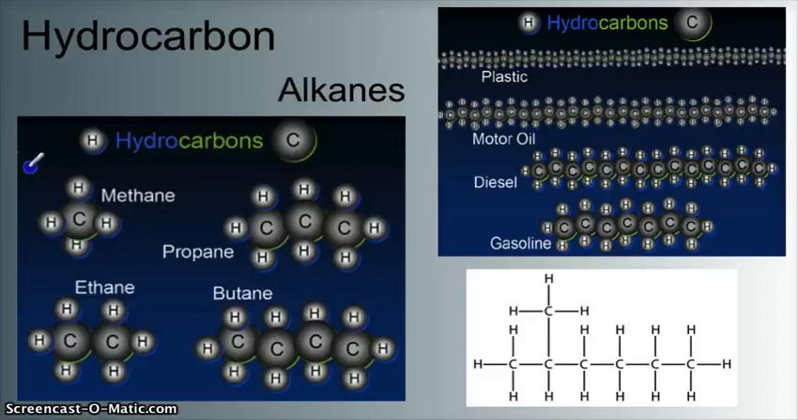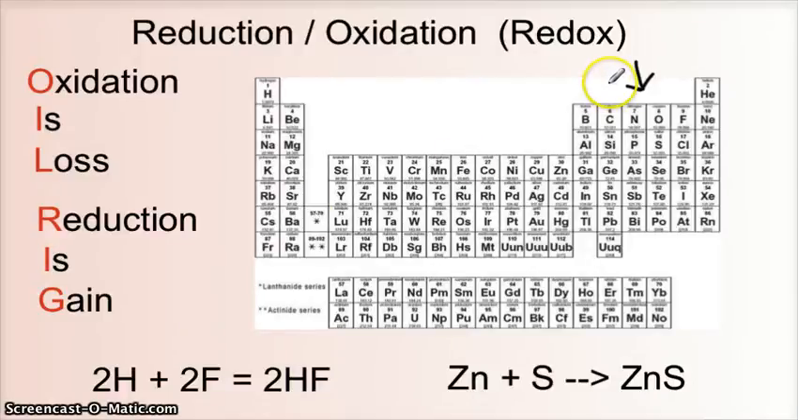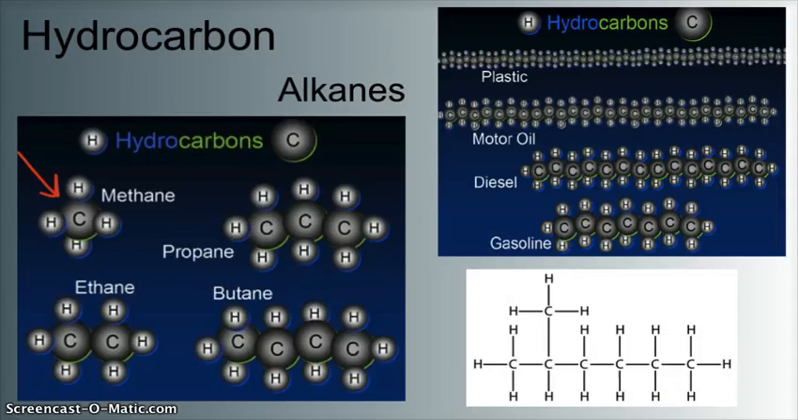Let me get this red marker here. This is the simplest one because it has carbon and it has four hydrogens. Now, why does it have four hydrogens? If you look back on the periodic table, look where carbon is. Carbon is right here, which means it has a valence of four. It has a valence of four, so hydrogen here is going to have one electron to give. So every one of these hydrogens gives that one electron, and sure enough, that fits well with the valence, so that you end up having them share the eight.